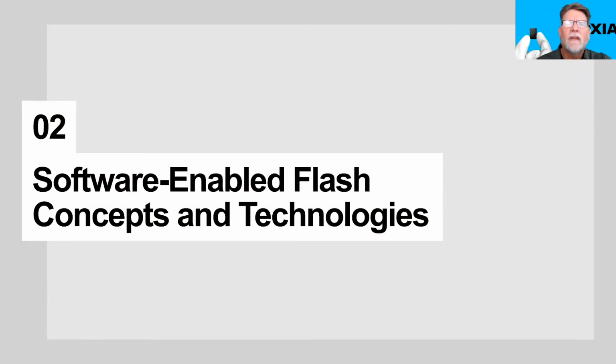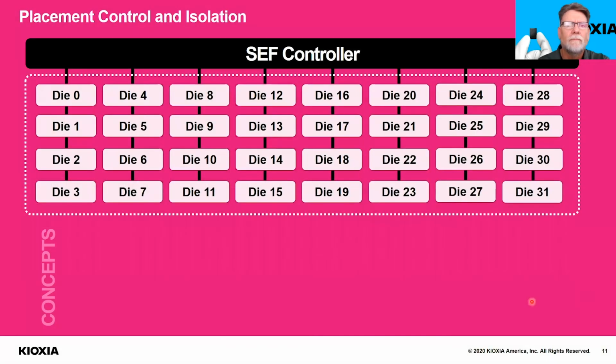Now I will introduce the concepts and features of software-enabled Flash that will be necessary to understand the later examples. This diagram depicts one possible software-enabled Flash unit. There is the controller and then the die that make up the unit. In this particular example, we have 32 die that are arranged as 4 banks across 8 channels attached to the software-enabled Flash controller.